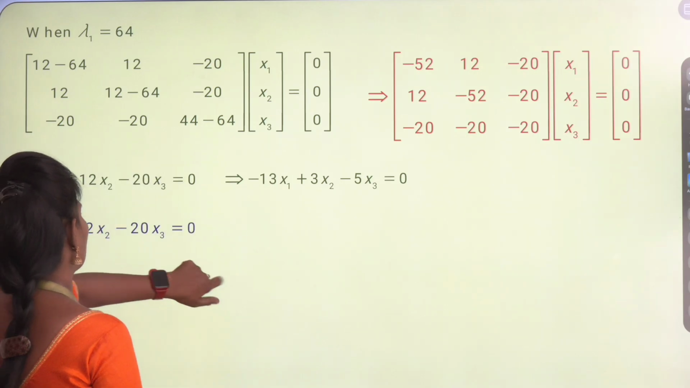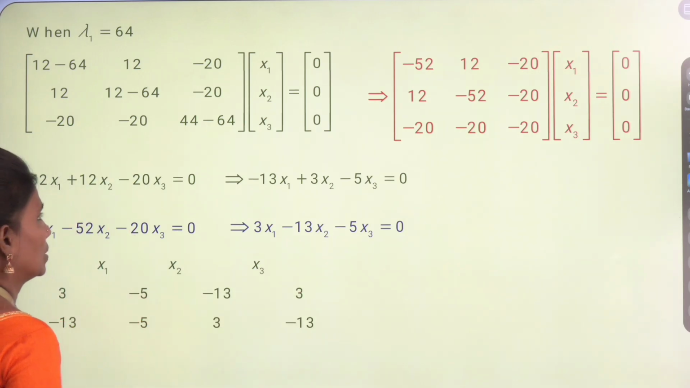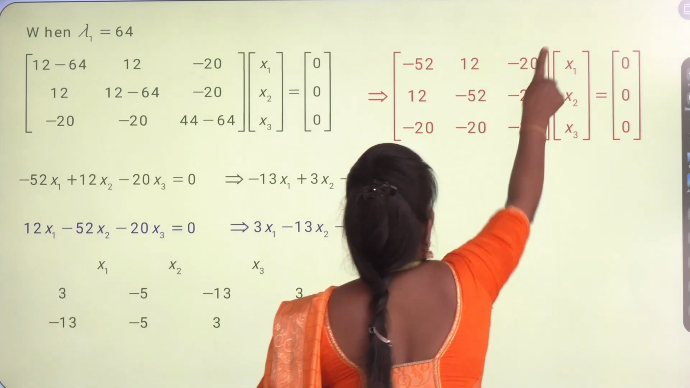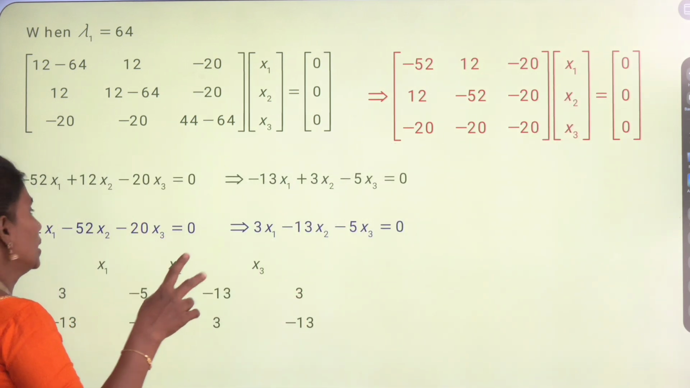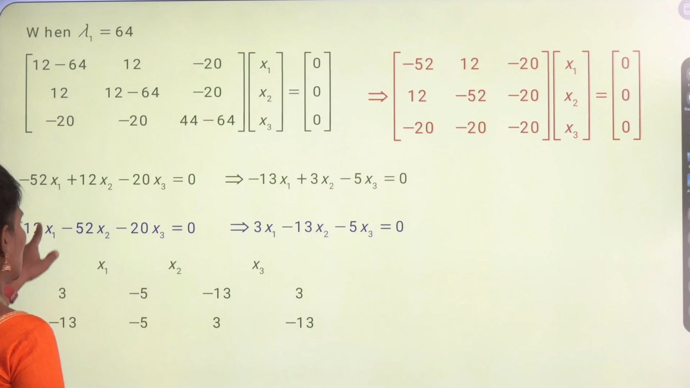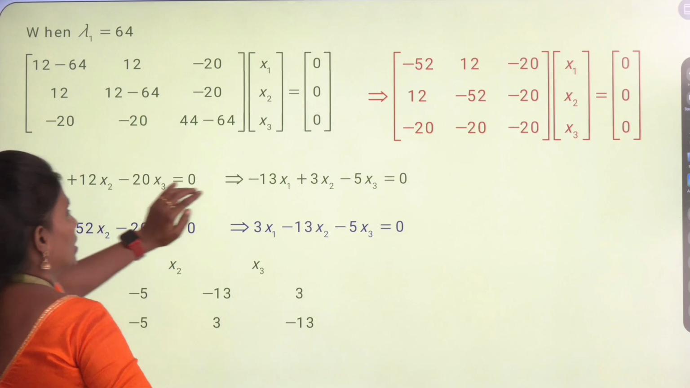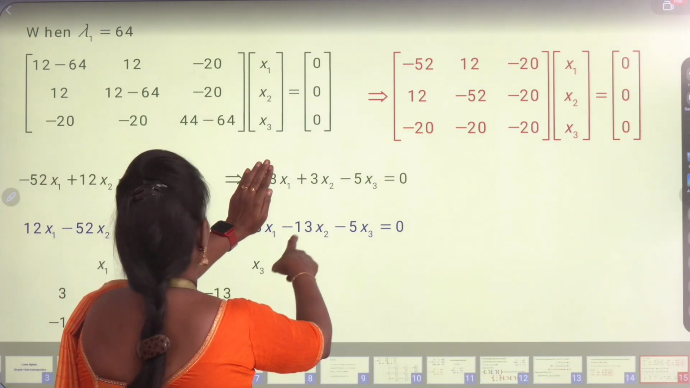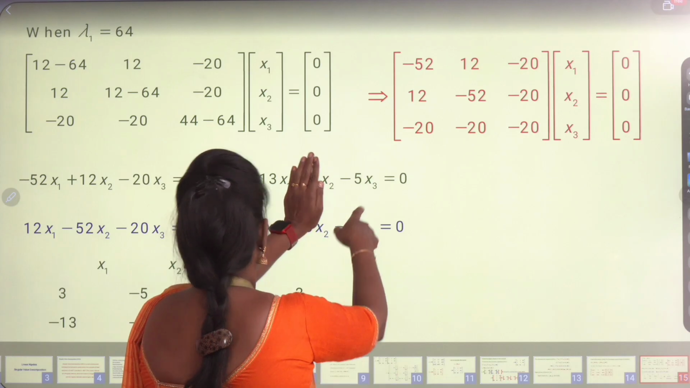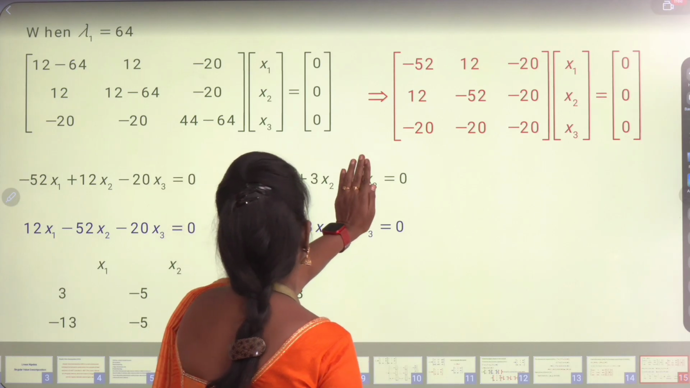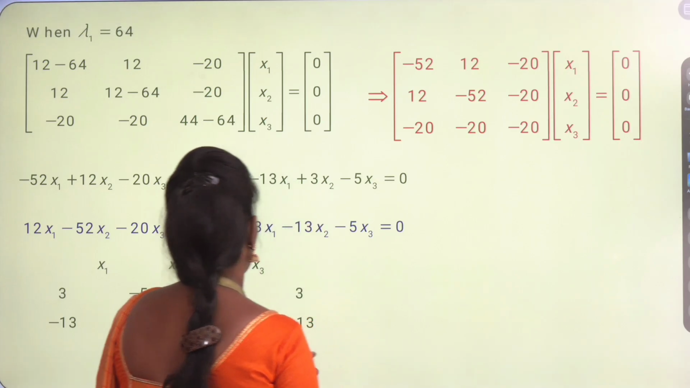Similarly we get the next equations, and then we solve them. First row first column, second row second column, third row third column. Two of them are identical. For x1, hide the x1, then use the remaining 4 elements: 3, minus 5, minus 13, 5. For x2, hide x2 and write the elements: minus 13, minus 5, 13, minus 5. Then hide x3 and write the elements: minus 3, minus 13, 3, minus 13.